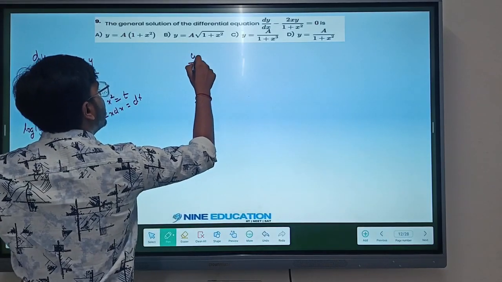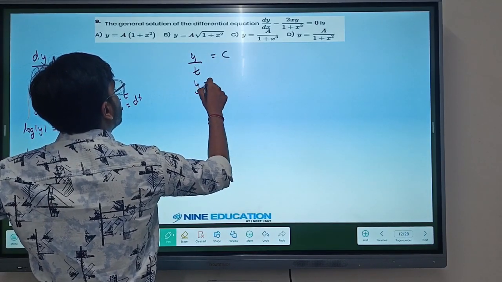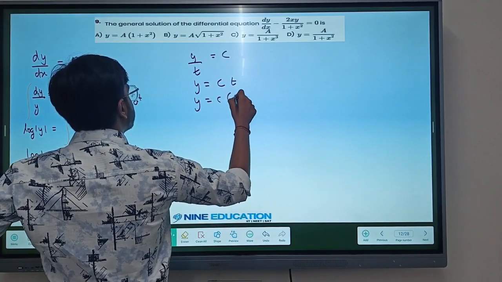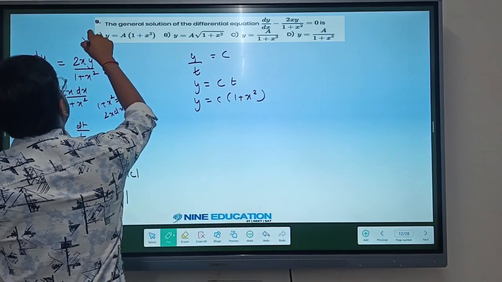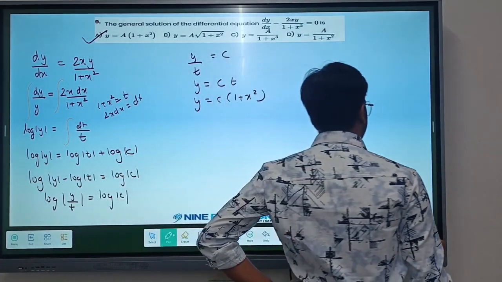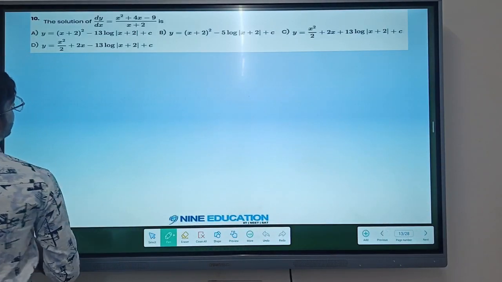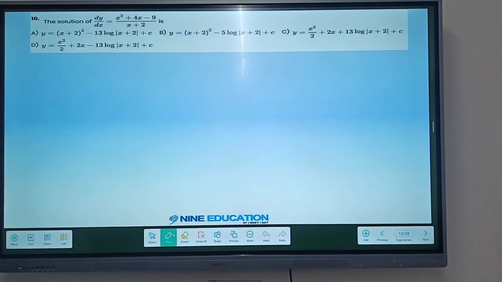So we get y by t as c. So y equal to ct. y equal to c times, what is t here? t is 1 plus x square. y equal to c times 1 plus x square. c is same, constant. Alright, next question is of differential equations, but we can solve it by indefinite integration.